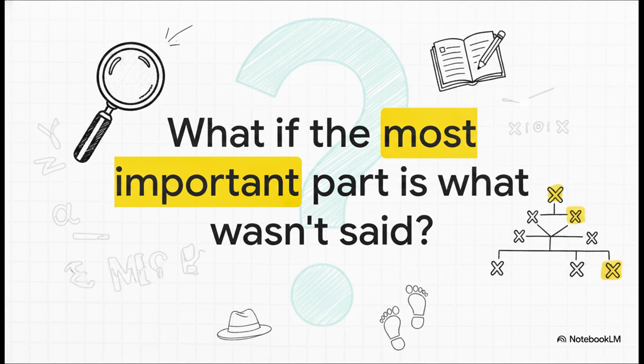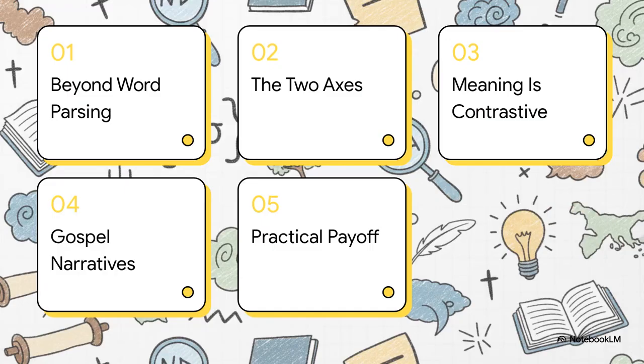You see, it isn't enough to simply label a verb. We have to realize that every single word on the page represents a choice. It's a deliberate selection made from a massive pool of alternatives that the author ultimately left right there on the cutting room floor. We have a fascinating journey ahead today.